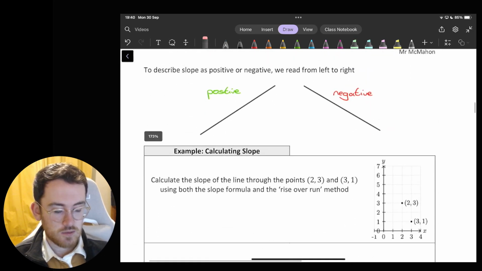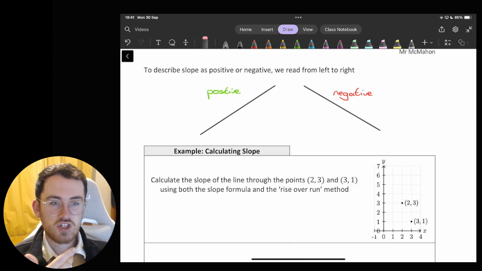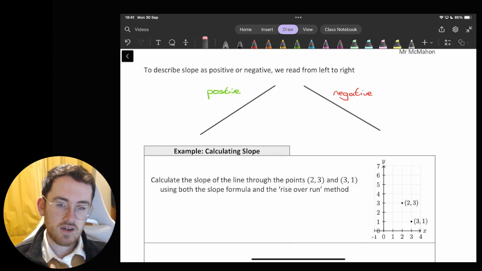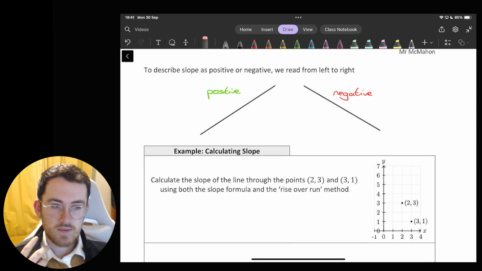The last thing then, I suppose, that we've touched on briefly, but just to make it a bit more explicit, is if we're going from left to right and the slope is going up the way, then we would consider that a positive slope because I'm moving upwards, I'm rising positively. If I'm going down, that would be a negative slope because I'm essentially falling or rising negatively.